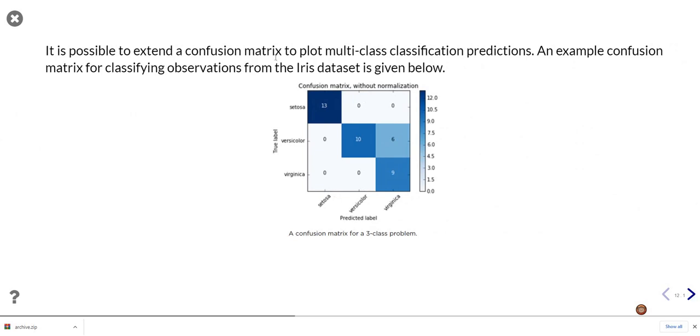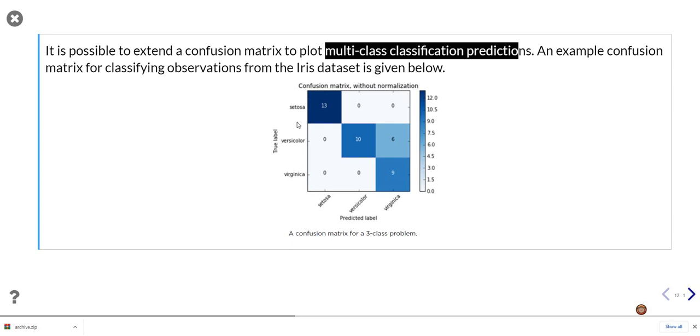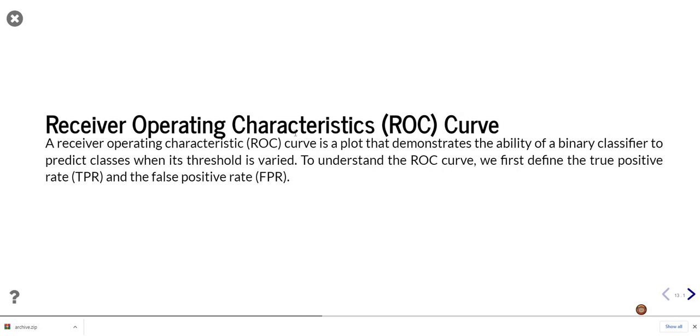So of course, you can actually extend the confusion matrix to multi-class. So if you use the iris, you can actually get a confusion matrix for a 3-class problem. You can do it for more than 2 classes. So now the confusion matrix calculation is very, very important.